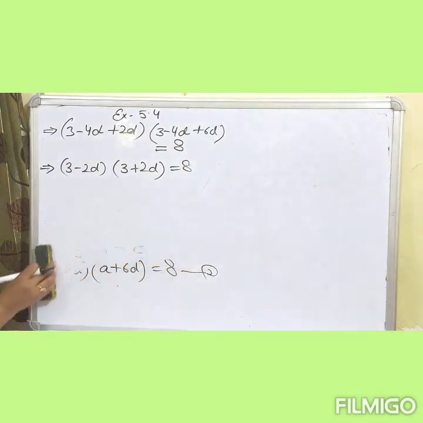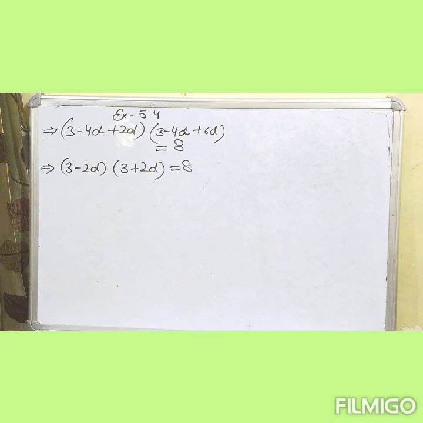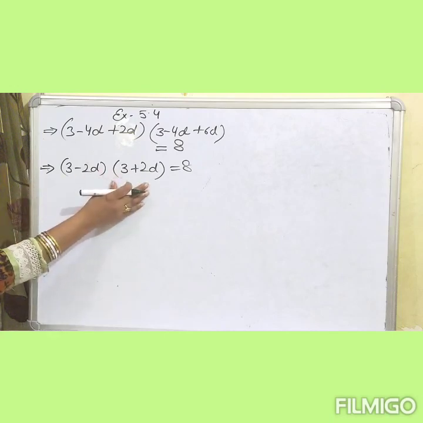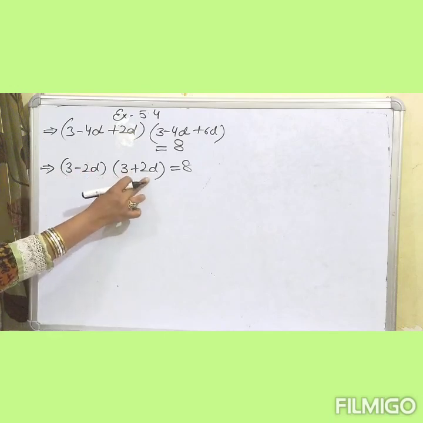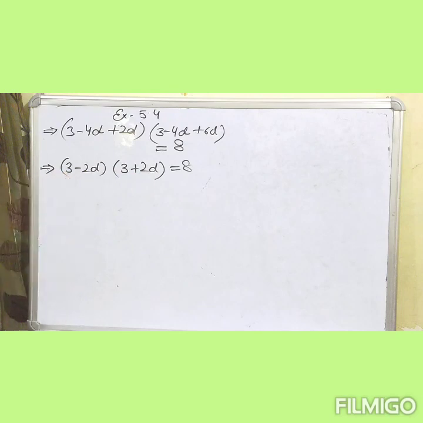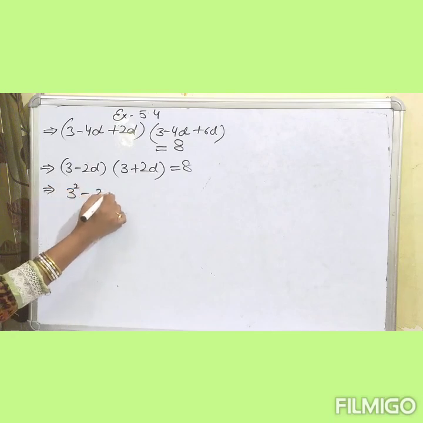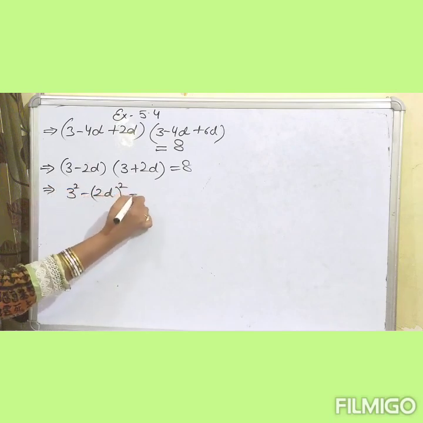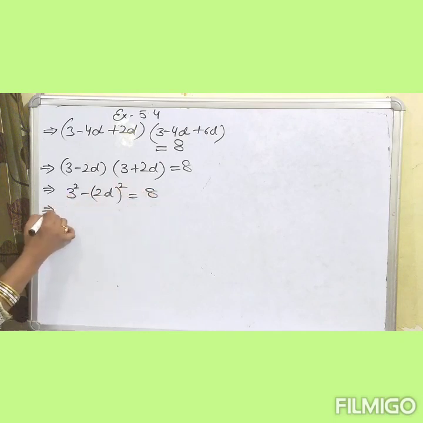And now if you can see, you have to apply a formula here, and if you cannot see the formula, you can just multiply these two brackets. Otherwise it will be easier if you apply the formula. What is the formula for (A minus B) into (A plus B)? It is A square minus B square. So it will be equal to 3 square minus (2D) square, equal to 8.